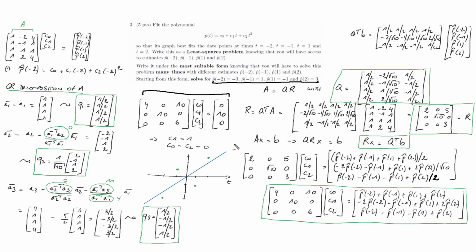Just as a matter of precaution, what I've done is draw the situation that we have here. So at 1 we have an estimate of -1, at 2 we have an estimate of 3, at -1 we have an estimate of 1, and at -2 we have an estimate of -3. And what I've drawn here is this polynomial with c0 equal to 0, c2 equal to 0 as well, and c1 equal to 1. So it's simply the polynomial t, right? And you look, and this seems quite okay. So this is the solution of the third exercise.